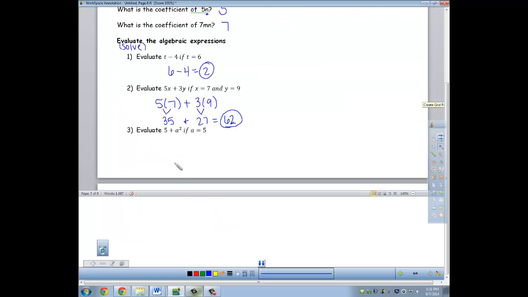Number 3, I'm going to evaluate 5 plus a squared if a is 5. So I've got 5 plus a, they said was 5, so I'm taking out my a and putting 5 there, and then squared. Order of operations says to do your exponents first, so you have 5 plus 5 squared means 5 times 5, not 5 times 2. 5 times 5 is 25, so 5 plus 25 is going to give me 30.